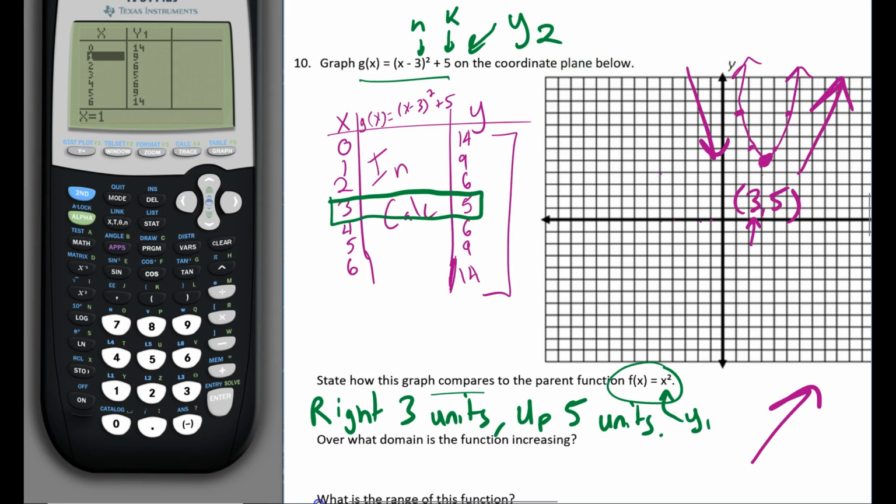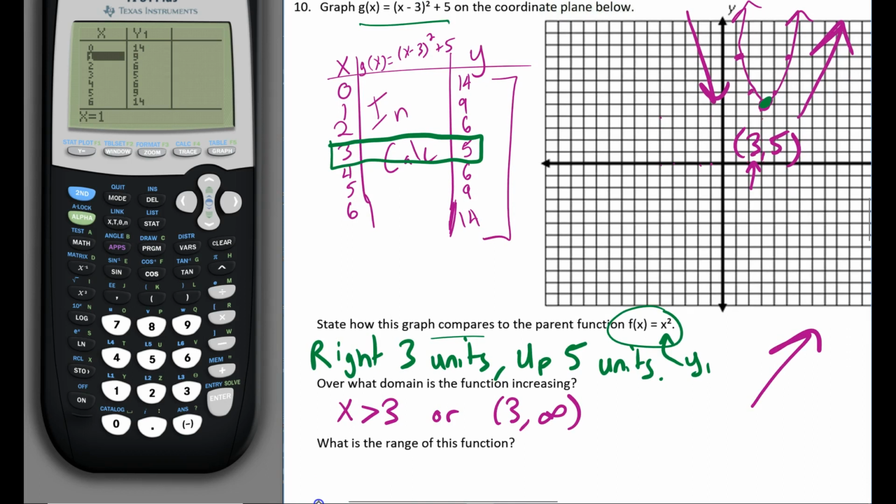Because remember, domain represents a set of x values. So in this instance, I could say that the domain that works here is x is greater than 3, or if you want to write it in interval notation, 3, infinity, both in parentheses. Notice that I don't have x is greater than or equal to 3, because at 3, the graph is neither decreasing nor increasing. That's the very second when it's turning around, so I can't include that in the interval.